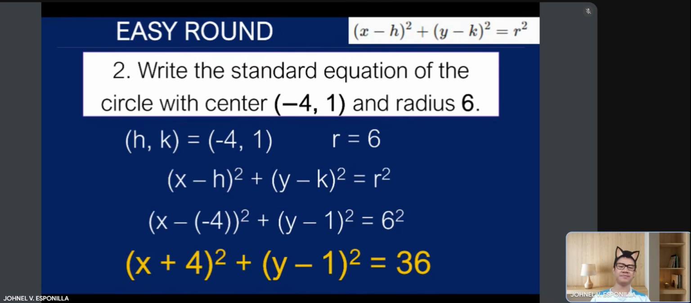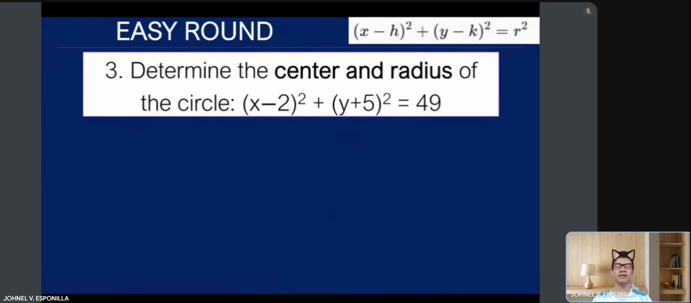Number 3. Determine the center and radius of the circle. The square of x minus 2 plus the square of y plus 7 is equal to 49. So dito naman, hahanapin natin yung center and radius of the standard equation of the circle. So babalik na rin natin yung process na number 1 and number 2 kanina. Okay? So alam natin na ito yung standard form of the equation.